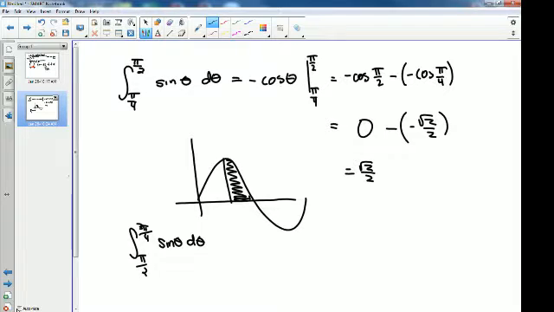Daniel, what's the antiderivative of sine theta? Right, okay, so negative cosine evaluated from... So you need 3 pi over 4. This is pi over 2 to pi. Sorry, I just realized that. It's okay, it doesn't change anything.